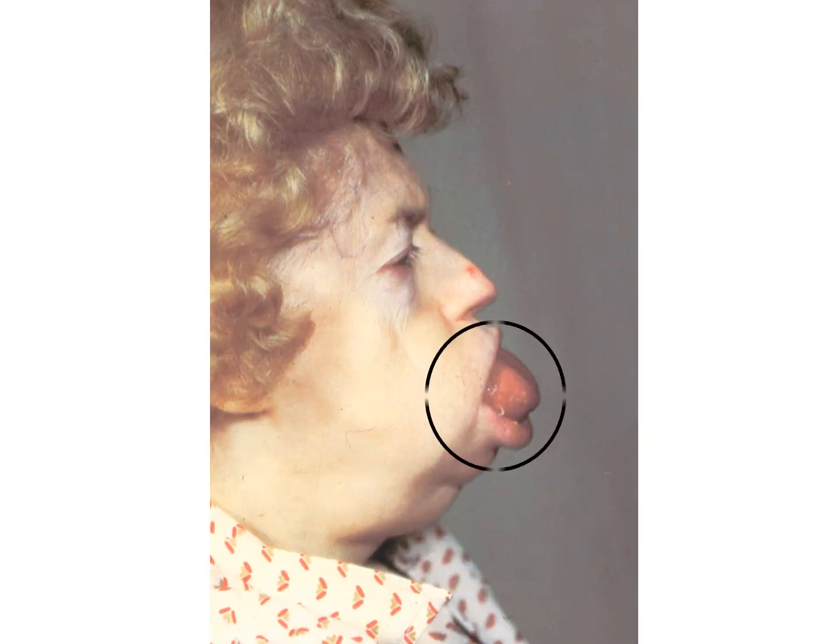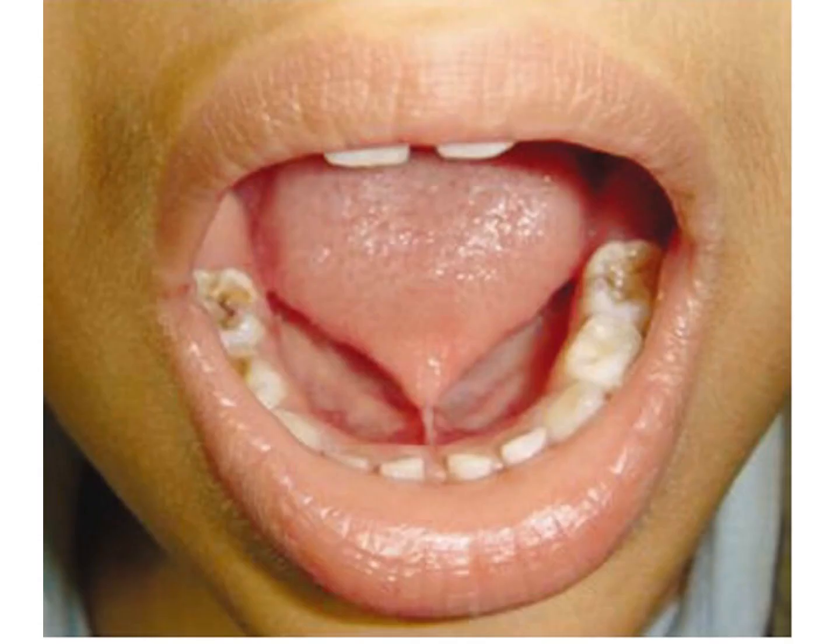This lady has quite a large tongue because of a problem in the development of the tongue. This person has a short frenulum of the tongue, therefore the pronunciation of words and letters will not be normal.